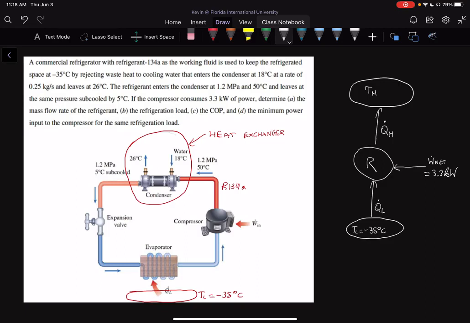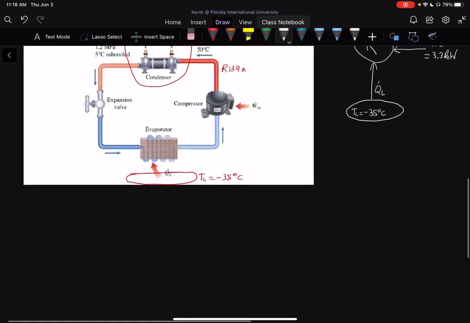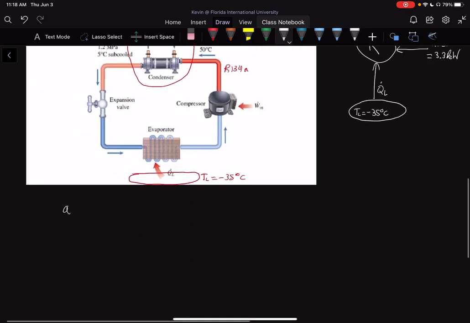Now, the first part of the problem asks us to find the mass flow rate of the refrigerant. So we're asked to find m dot of refrigerant, or I'll call it m dot R, for R134A. Now, in order to find the mass flow rate, what we can do is use our first law. So we're actually going to be using our first law.